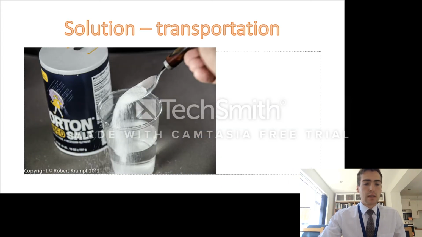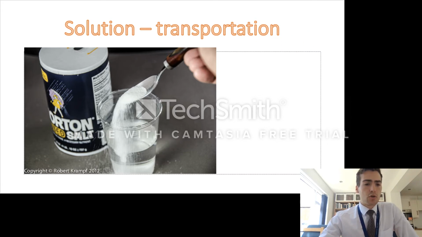The next one is solution. So we've already come across this word, solution, for erosion, but it's also a type of transportation as well, which is really important. When that material is being dissolved into the water, it continues to be transported by it. Okay, and it's carried further downstream.